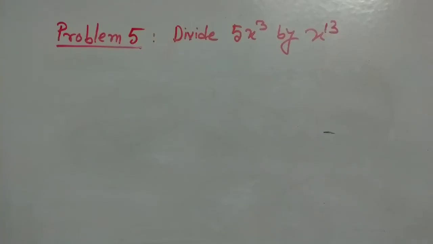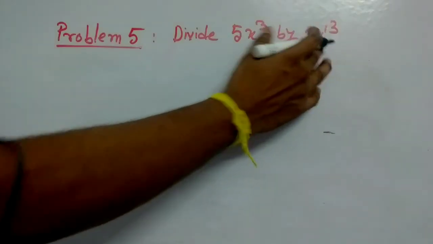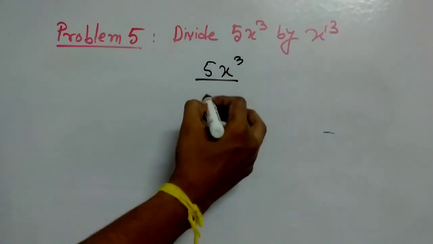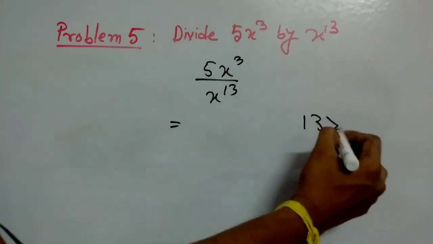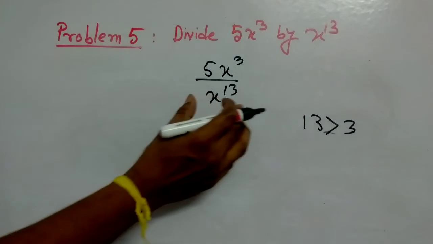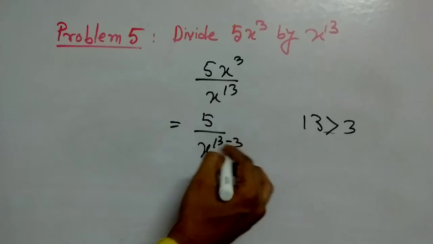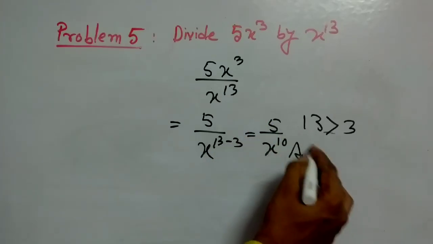Let's go for this problem. Here divide 5x cube by x to the power 13. I will recommend you students to go for the exponent method, because you are not going to write x 13 times. So 5x to the power 3 by x to the power 13. Because 13 is greater than 3, we will write 5 by x to the power 13 minus 3. So it is 5 by x to the power 10, and this is the answer.